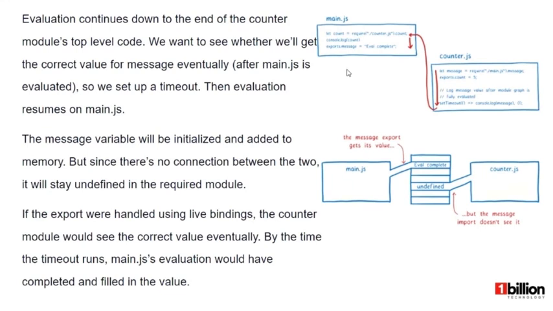We want to see whether it will get the correct value for message eventually after main.js is evaluated. So we set up a timer, then evaluation resumes on main.js. The message variable will be initialized and added to memory. But since there is no connection between the two, it will stay undefined in the required module. If the export were handled using live bindings, the counter module would see the correct value eventually. By the time the timeout runs, main.js evaluation would have completed and filled the value in.